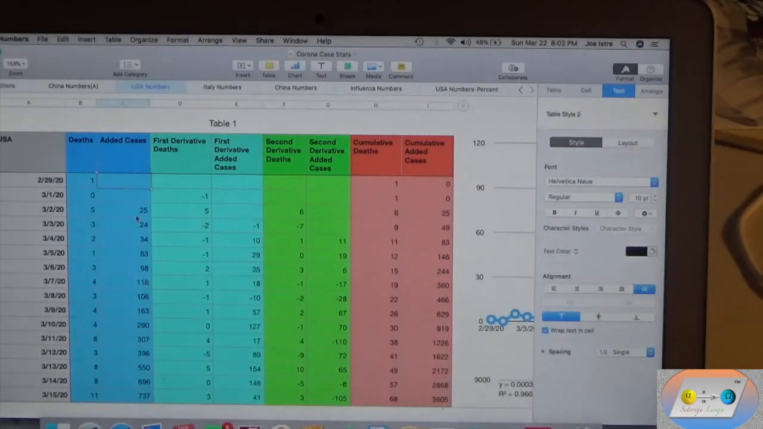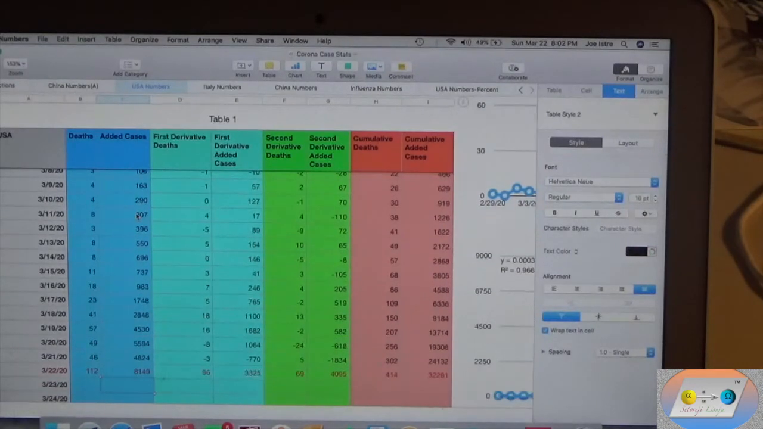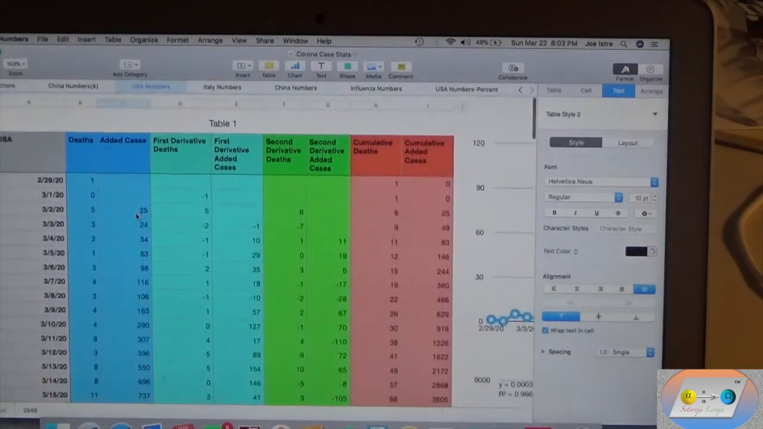So as you see in March, we start out with low numbers on added cases and deaths, and then we start ramping up a bit, a lot actually, as you would expect an epidemic to do, or something that follows the diffusion equation process of a target penetration population. All right, so let's take a look at the graphs of the deaths and deaths added.